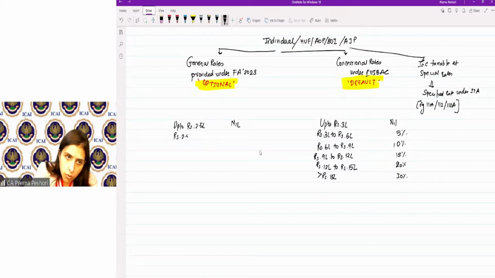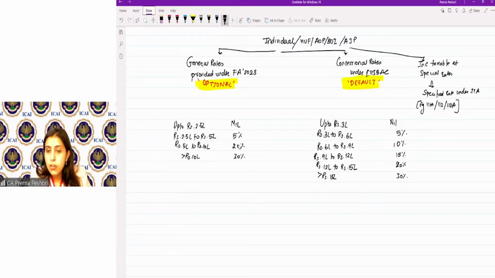Rupees 2.5 lakh to rupees 5 lakh is 5%. Rupees 5 lakh to rupees 10 lakh is 20%. And greater than rupees 10 lakh is 30%. Now here if you look at it, greater than 15 lakh is 30%.